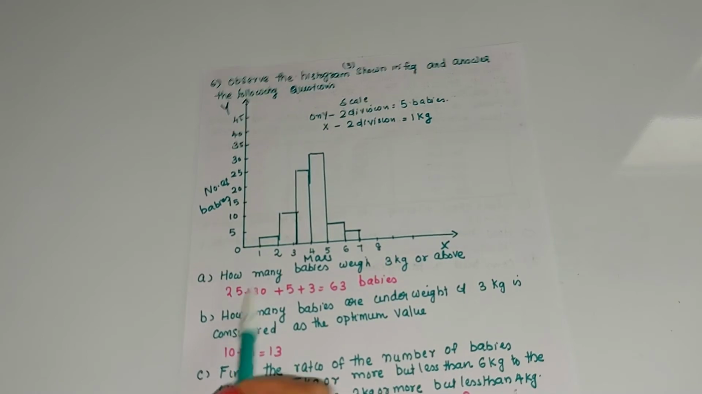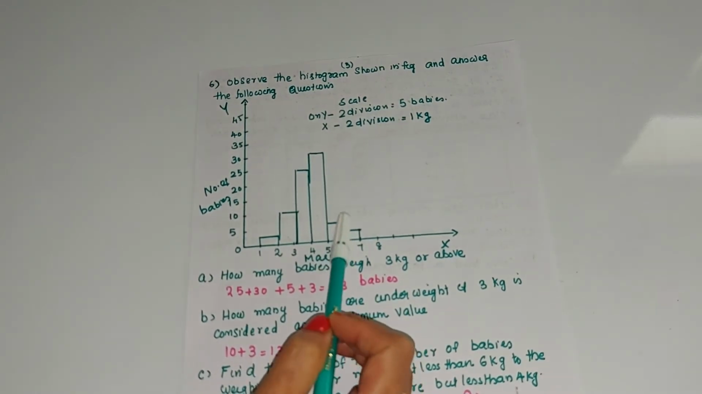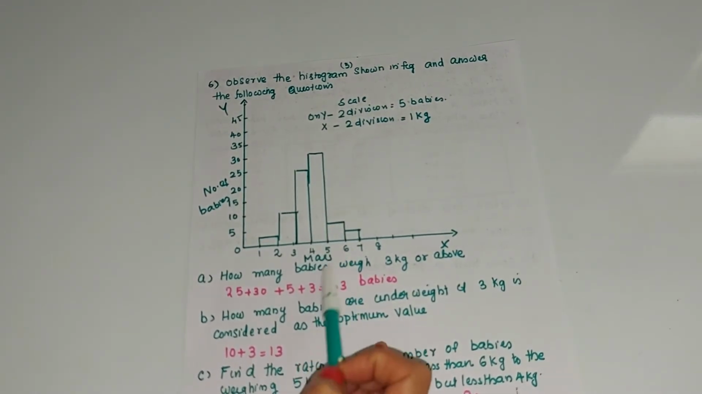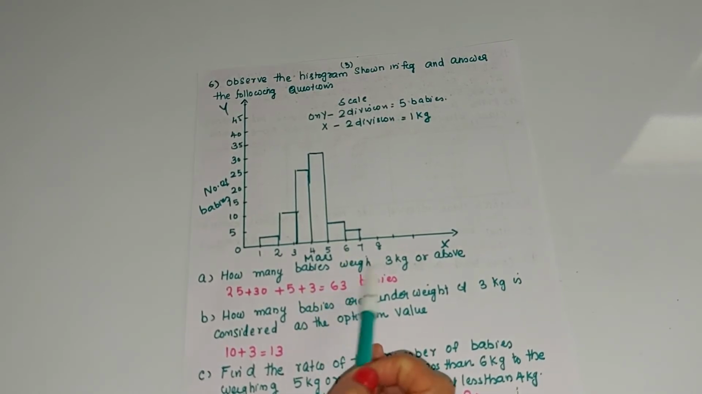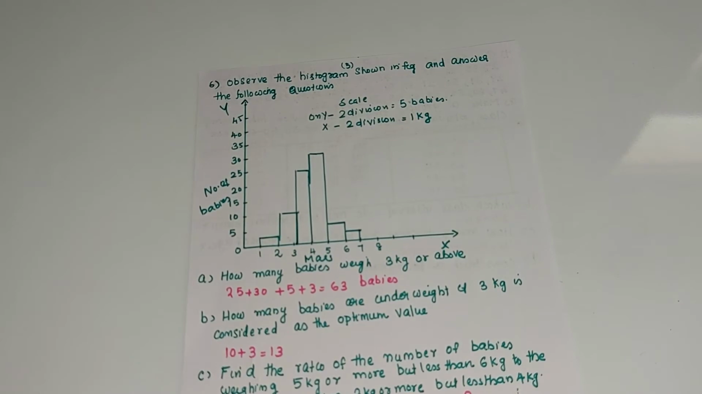So 30 plus 30. And between 5 and 6 there are 5 babies, so you take it as 5. And between 6 and 7, 3. So totally 63 babies are having weights 3 kilo or above.